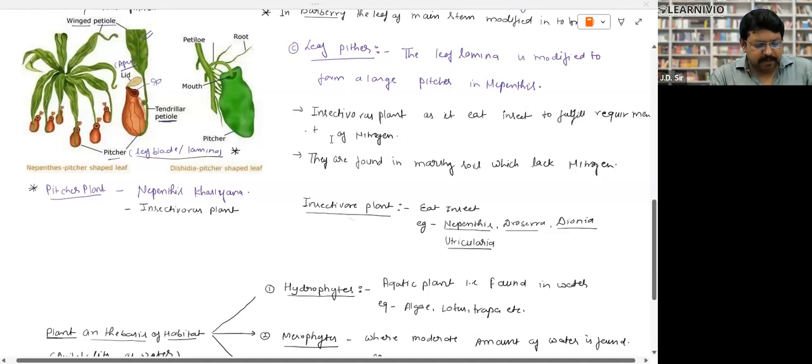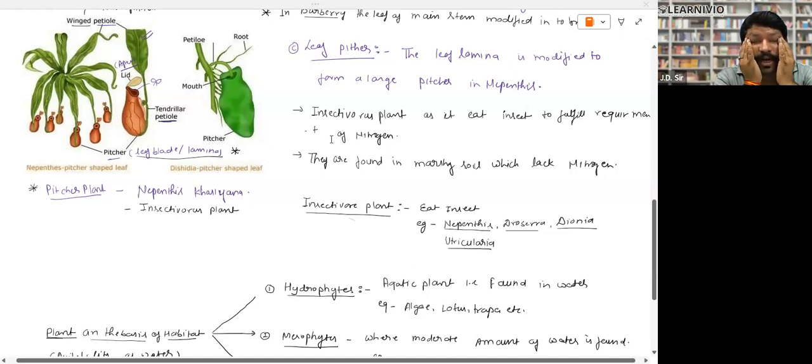Note it down. Example. Insectivore plants are green and photosynthetic. Full stop.